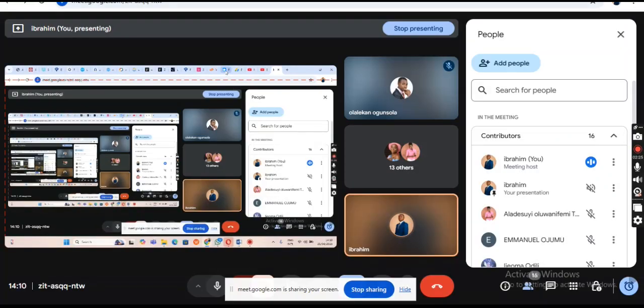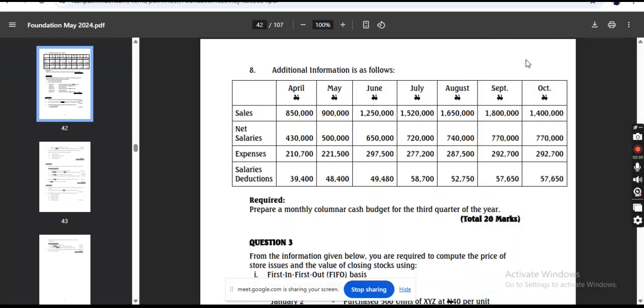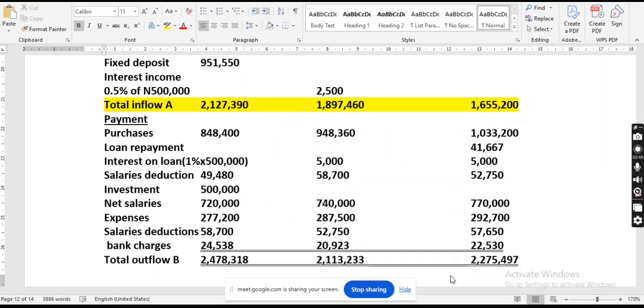Let's quickly go back to the question, where we will have the cash and cash equivalent balance. Can you see the cash and cash equivalent balance? 1,050,706. Have you captured it? That is the cash and cash equivalent.